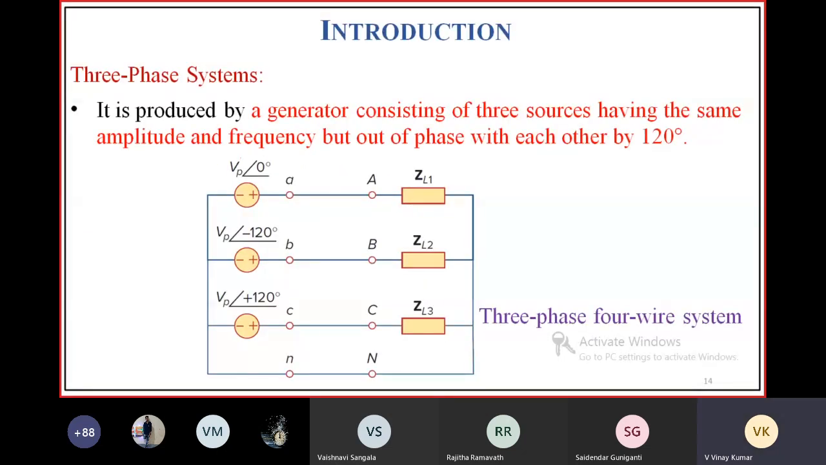This is the voltage produced by coil 1, this is the voltage produced by coil B or coil 2, and this is the voltage produced by coil 3. V at an angle 0 degrees, V at an angle minus 120 degrees, V at an angle minus 240 degrees, which is equal to V at an angle plus 120 degrees. You can also write it like this.